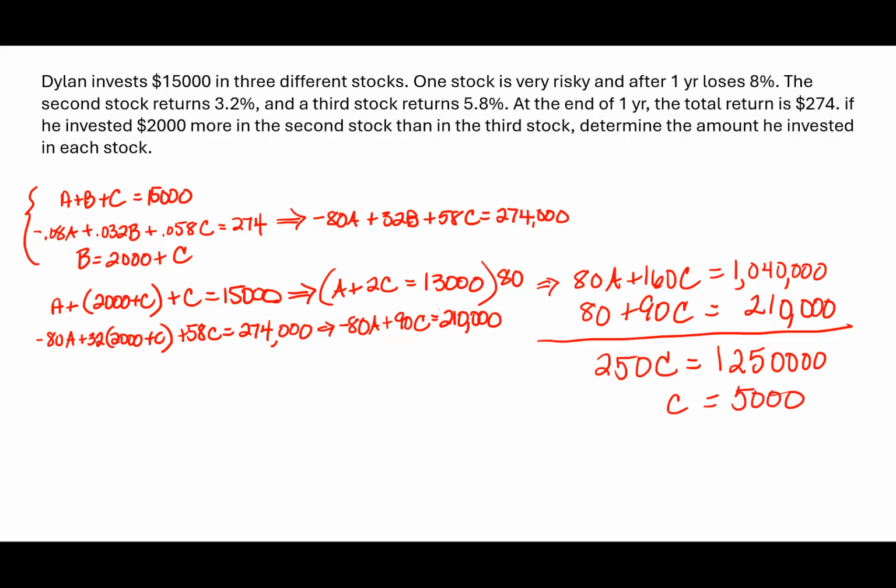So he invested $5,000 in stock C, and he invested 2,000 more than that in stock B. So that's going to be 7,000. And then the rest adds up to 15,000. So that's 12,000. So in A, he invested 3,000.